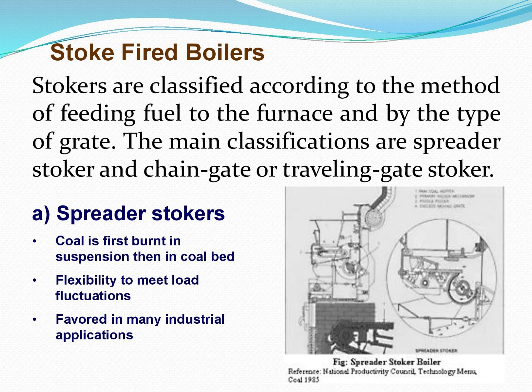Stoker fired boilers. Stokers are classified according to the method of feeding fuel to the furnace and by the type of grate. The main classifications are spreader stoker and chain grate or traveling grate stoker. In a spreader stoker, coal is first burned in suspension, then in a coal bed. Flexibility to meet fluctuations is favored in many industrial applications.